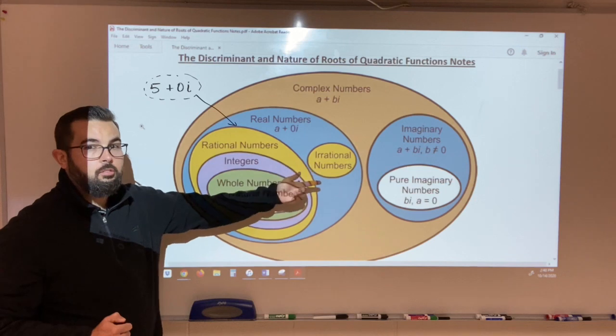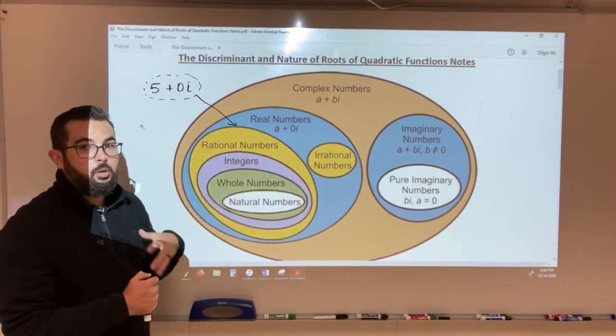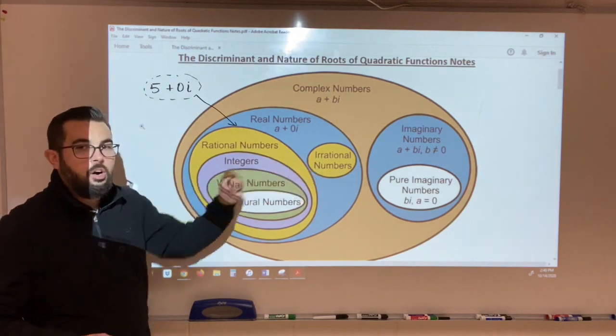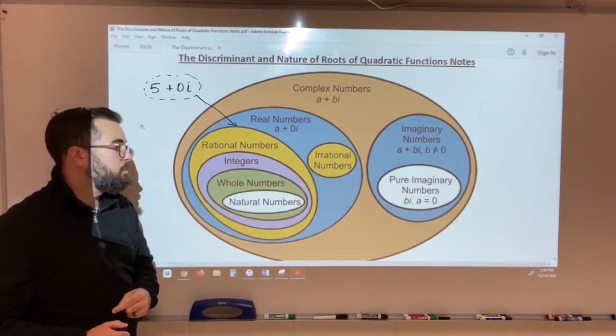5 plus square root 2. That number, if we were to get the decimal, that is an irrational. So you've seen irrational solutions already in previous lessons.